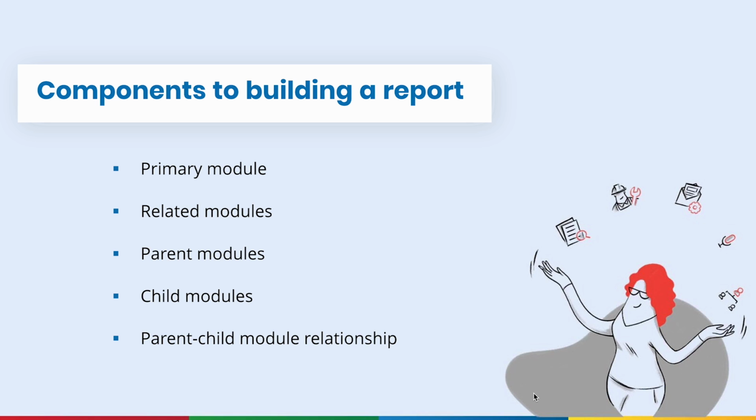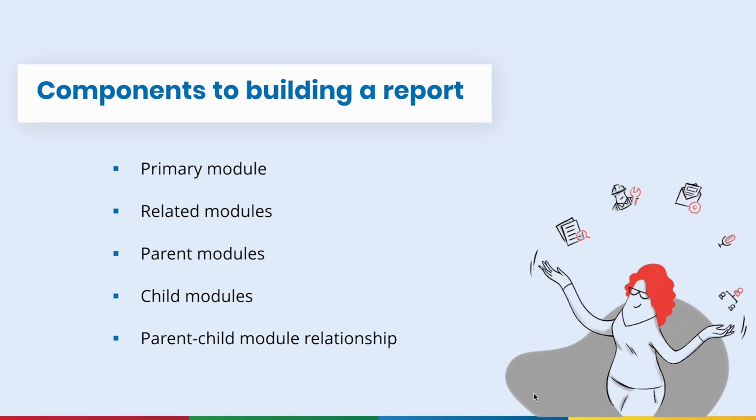A parent module is related to the primary module via lookup. For example, if you want to know the number of invoices that are generated for a particular account or a company, and if there is a lookup field for accounts in the invoice module, then accounts can be selected as the parent module for invoice.